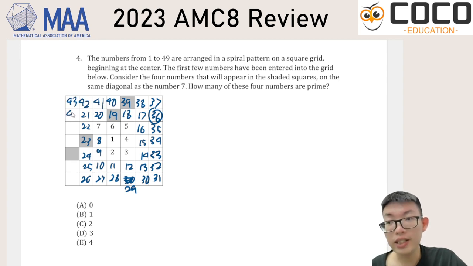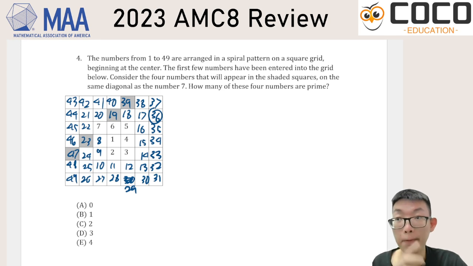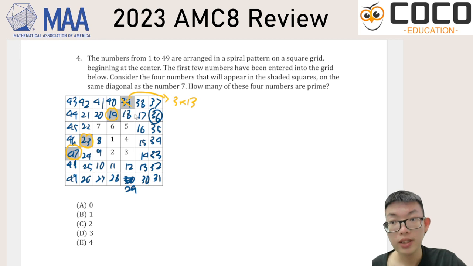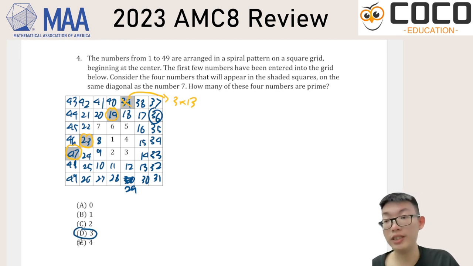Okay, so as you're writing, you can also just mentally check whether those numbers are prime. I'm just writing everything to make sure I haven't messed things up. And 19 is prime, 23 is prime, 47 is prime, but 39 is 3 times 13, so it's not prime. And therefore, we have 3 prime numbers, which is option D.